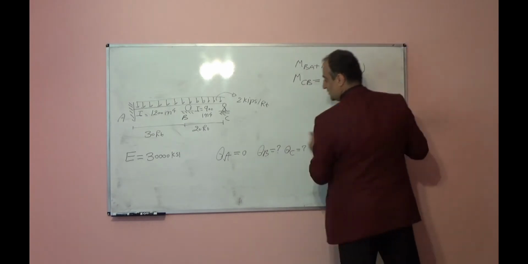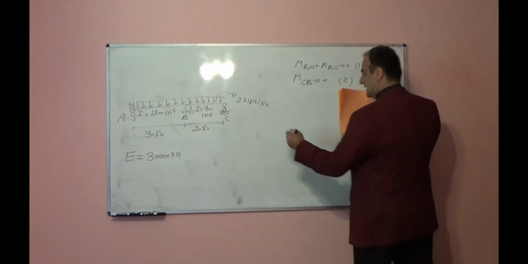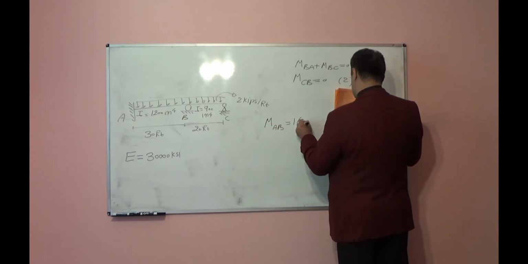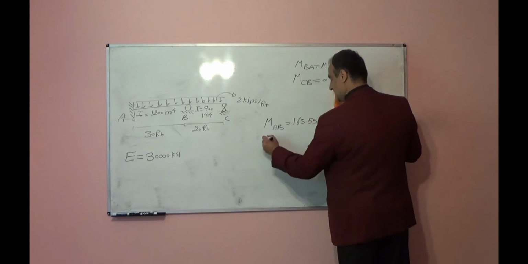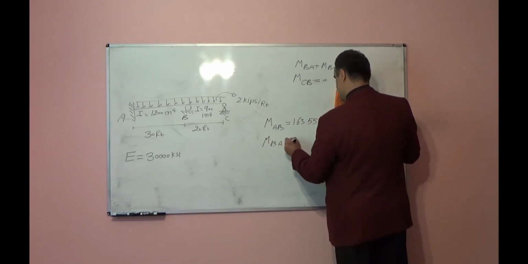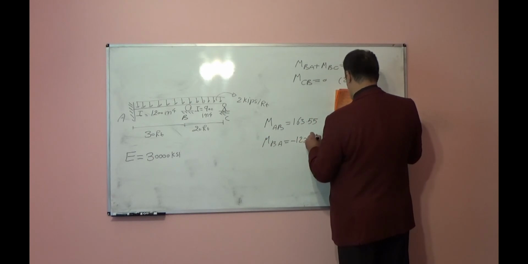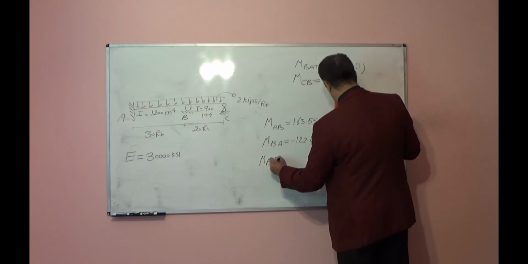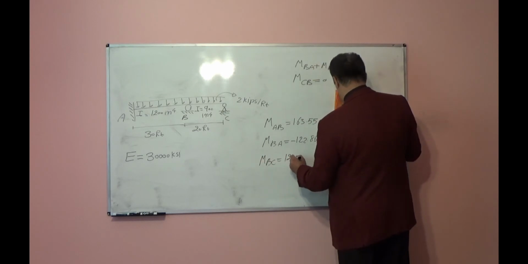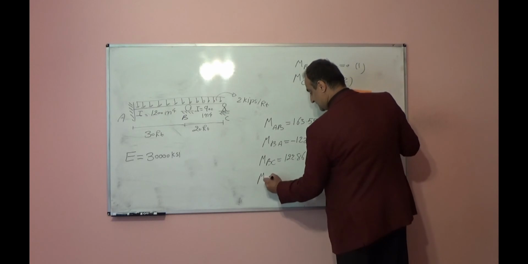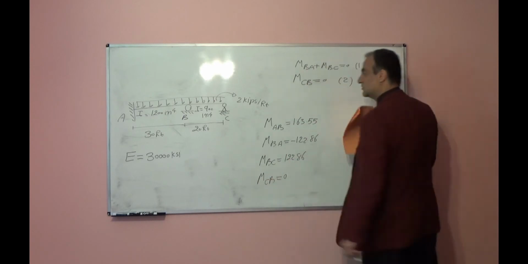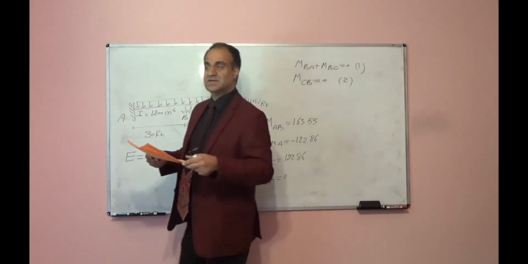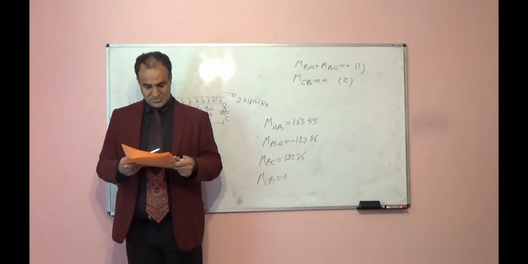If you follow all steps right, MAB will be equal to 163.55, MBA will be equal to negative 122.86, MBC will be equal to 122.86, and MCB will be equal to 0. I didn't write the details because it is easy and you are able to do it. I am sure about that.